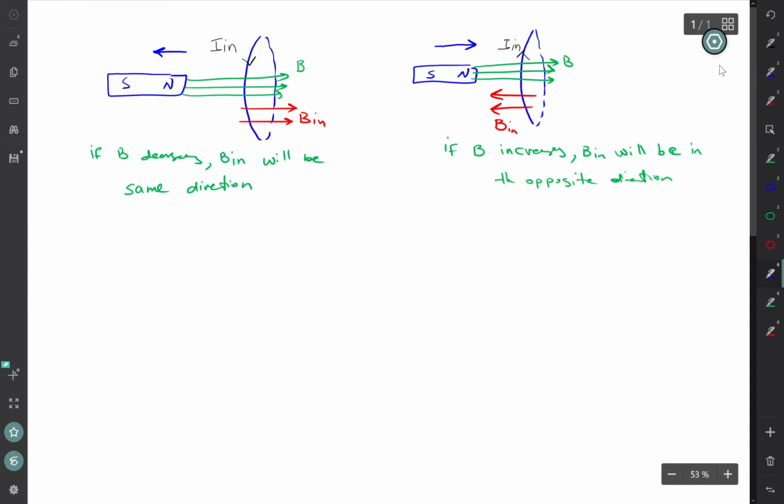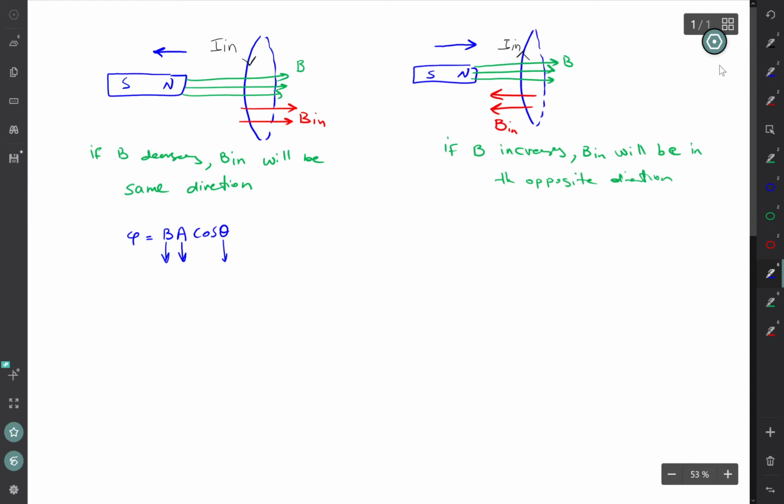Flux is equal to phi equals B A cos theta. If you either change the magnetic field, or you change the area, or you change the angle between the area and the magnetic field, flux would change, and the change in flux would lead to an induced voltage.